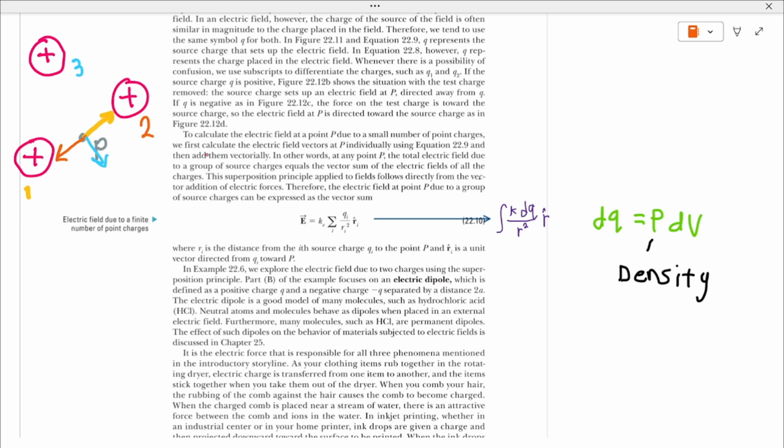And very often you're going to substitute dq as a function of r. So it can be equal to the volume density multiplied by dV, or the linear charge density multiplied by dL, and then you can express r in terms of L, most likely, or it can be expressed as the surface charge density multiplied by dA.